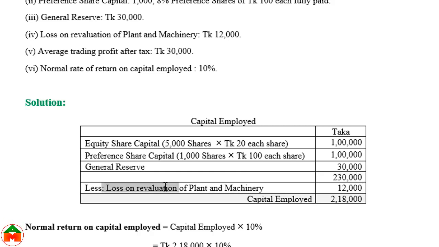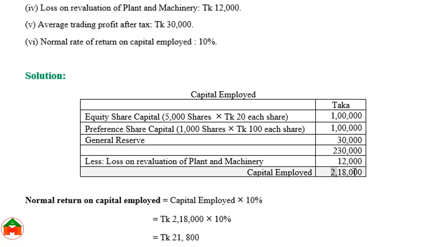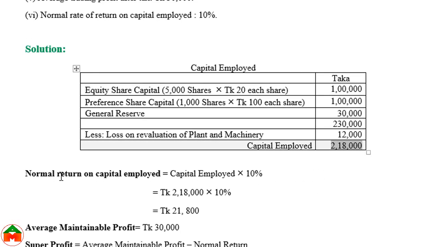Since there is a loss on revaluation, we are adjusting it with the total amount. If we deduct the 12,000 from the 2,30,000, we will get the total capital employed. Here the amount of total capital employed is 2,18,000. We got the capital employed. From this capital employed, we now need to calculate the normal return or normal profit. We can get the normal return by multiplying the normal rate of return with the capital employed. Here the amount of capital employed is 2,18,000. So if we multiply these two, we will get the normal return.